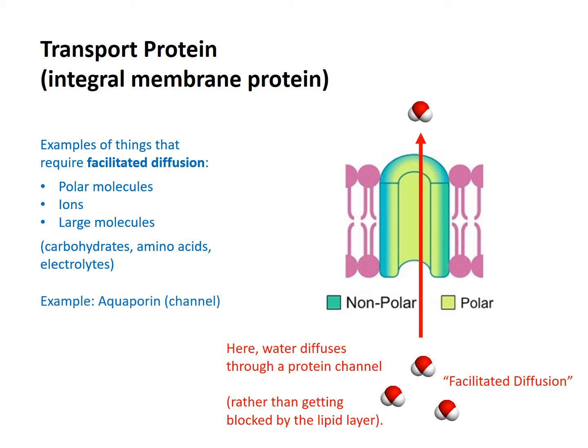An example of a transport protein that performs facilitated diffusion in this way is called an aquaporin, which is a protein channel. Aquaporins are open at both ends, meaning they allow the bidirectional movement of water both into or out of a cell depending on the cell's hydration status at that moment. So aquaporins allow the cell to maintain osmotic balance.